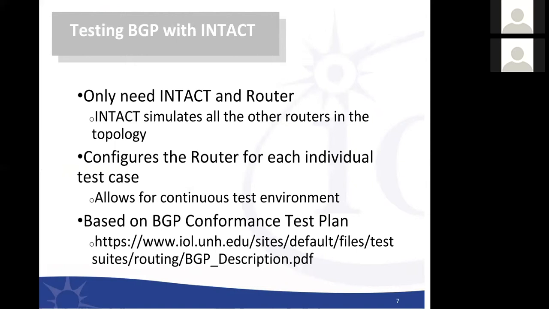INTACT also configures the router for each individual test case, and that's from setup to teardown. One of the reasons we do that is it allows for continuous testing, so you can run all the testing in a row. It also allows you, for R&D purposes, to run one test case over and over again, or if you had 20 fails and you want to run just the 20 fails, you can run them in any order that you want. Each test case sets up and tears down. It does make some of the test cases a little bit longer because it has to set up everything and then bring it all down, but it also has the advantage of all the things I mentioned before. So it allows for continuous testing.